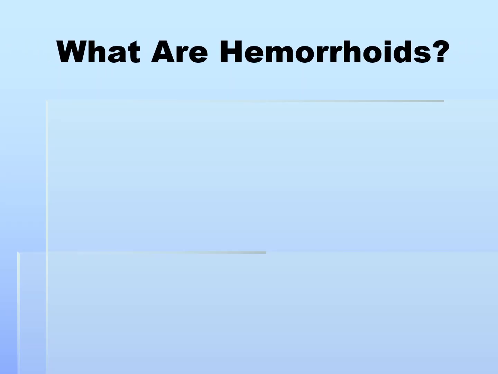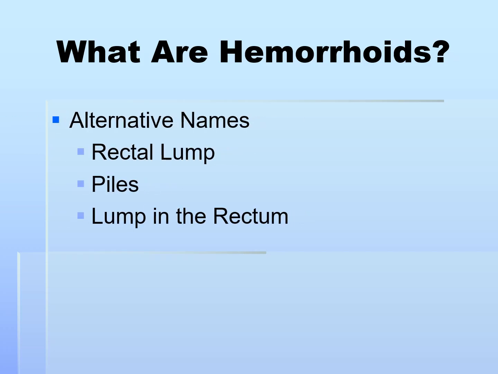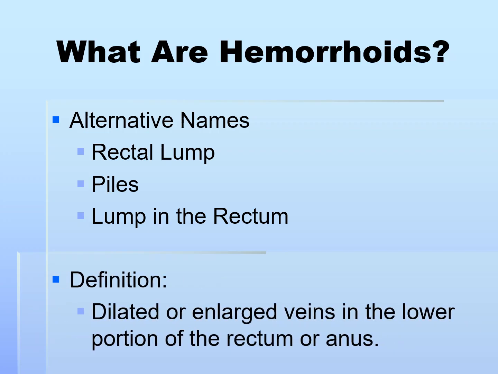Hemorrhoids, also known as piles or rectal lumps, are dilated and enlarged veins in the lower part of the rectum or anus. They can cause symptoms like pain, swelling, itching, and bleeding, especially during bowel movements. They commonly occur due to straining, chronic constipation, prolonged sitting, or increased pressure in the rectal veins.